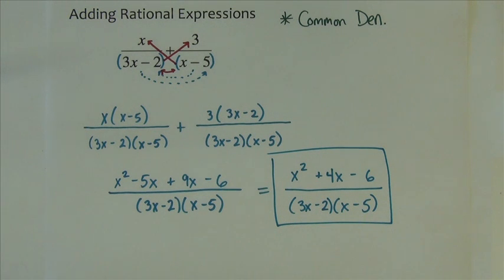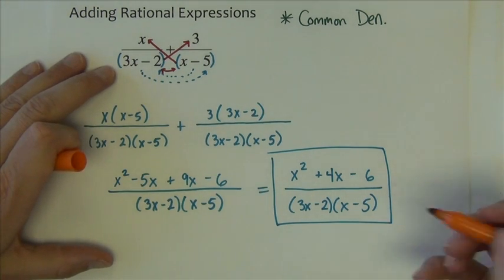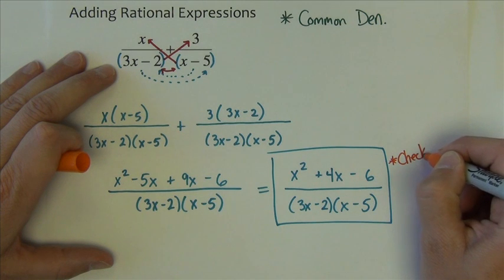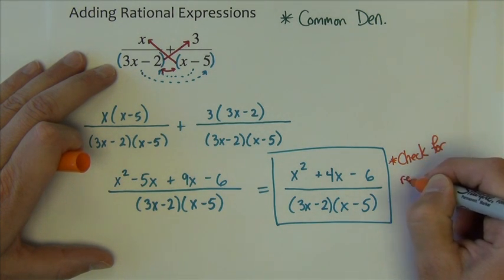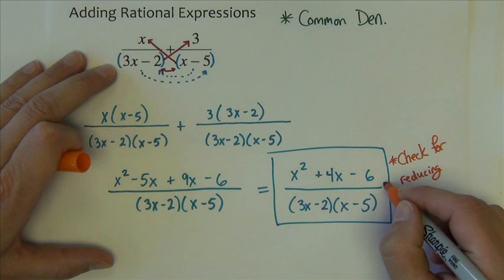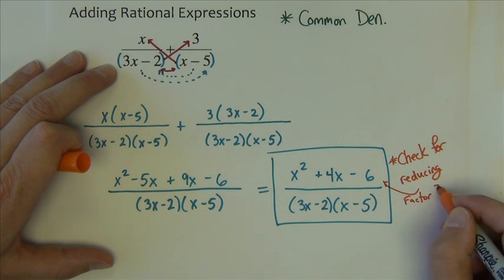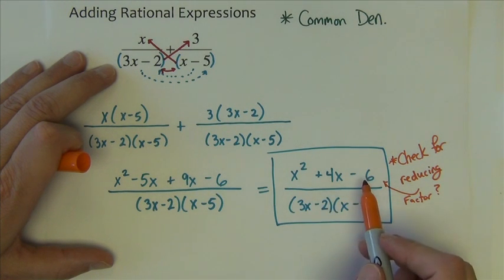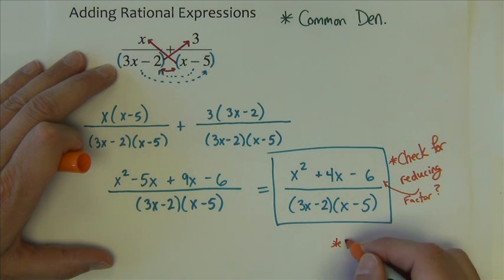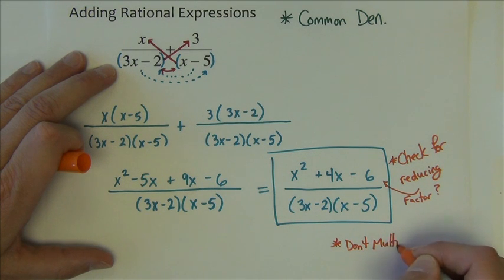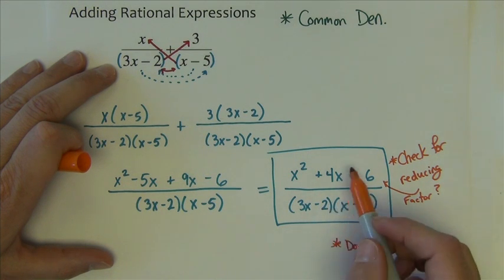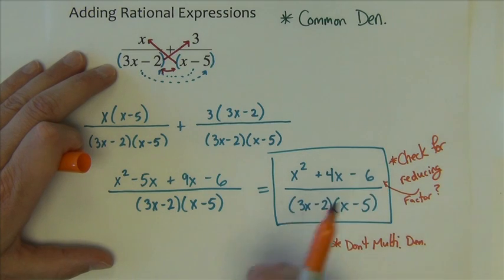Okay, a couple of things to consider as we finish this problem, and why I know it's finished. You want to check for reducing. In other words, can that factor? Because if this can factor, then maybe it can reduce out one of these two down here. Because of that reason, I typically don't multiply the denominators. I just leave the denominators in a factored form like that, because I want to know if something reduces out of here. In this case, nothing reduces, so that's finished.